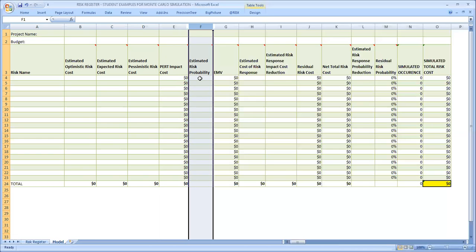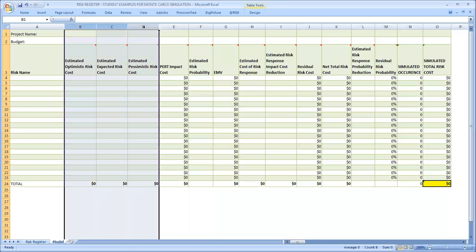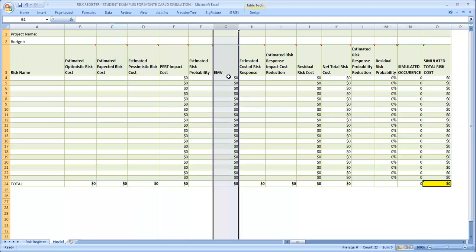So we want to be consistent and try to estimate from talking to our SMEs what that risk probability would be. All risks have estimated probabilities, but not all risks have estimated cost impact. It depends on how the risk is perceived to impact the project. From here, column G is the EMV value, the expected monetary value, which is simply the PERT value multiplied by F, which is the estimated risk probability.